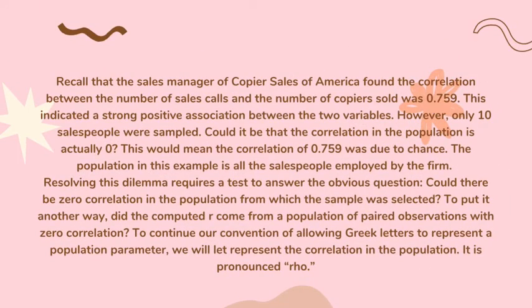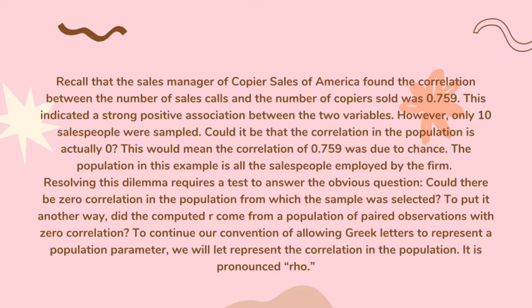Recall that the sales manager of Copier Sales of America found the correlation between the number of sales calls and the number of copiers sold was 0.759. This indicates a strong positive association between the two variables. However, only 10 salespeople were sampled. Could it be the correlation in the population is actually 0?